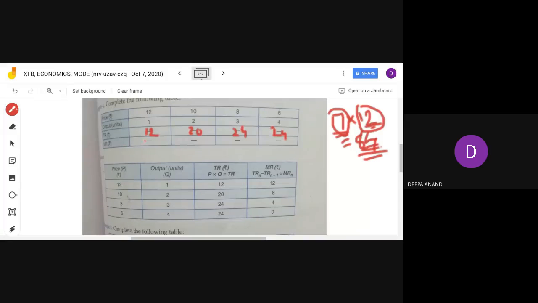So marginal revenue is here 12 minus 0, that is 12. Why 0? Previous wala to 0 hai. 20 minus 12, that is 8. 24 minus 20, that is 4. 24 minus 24, that is 0. Okay.